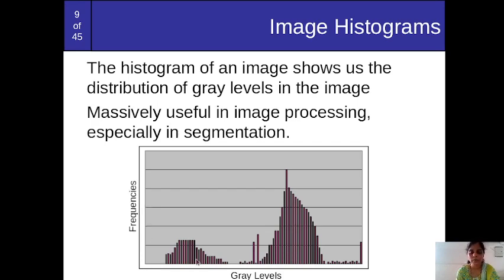So these are the different gray levels present in an image, and each of these gray levels will have how many times that gray level has been seen in the image. That is nothing but the frequency of that particular gray level, and that is the plot of an image, which is the image histogram.